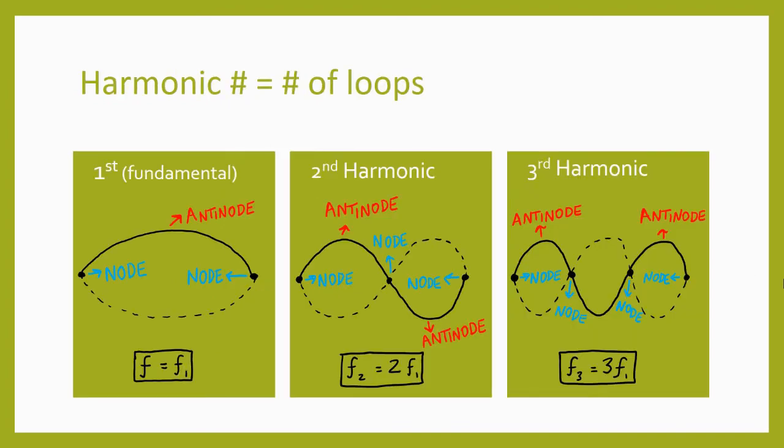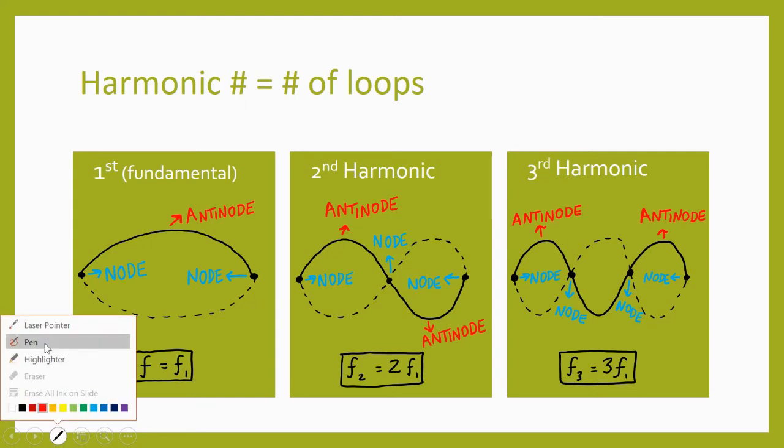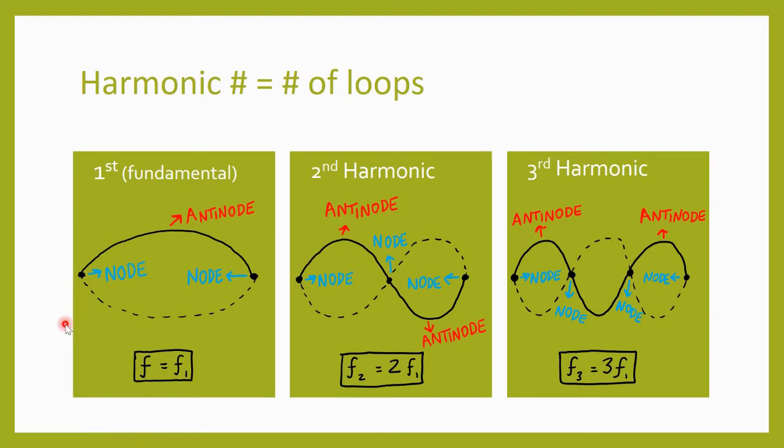So here are some drawings showing harmonics. So our harmonic number, I refer to it as like the number of loops. It's the same as the number of antinodes. So in these drawings, I have the first three harmonics. We're imagining just a wave on a string. So maybe someone's just waving a string that's attached to a pole or something like that.